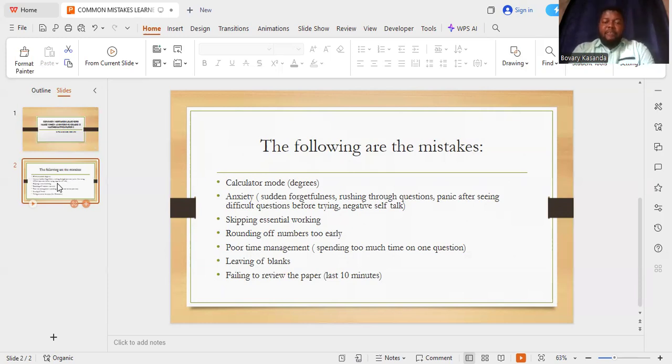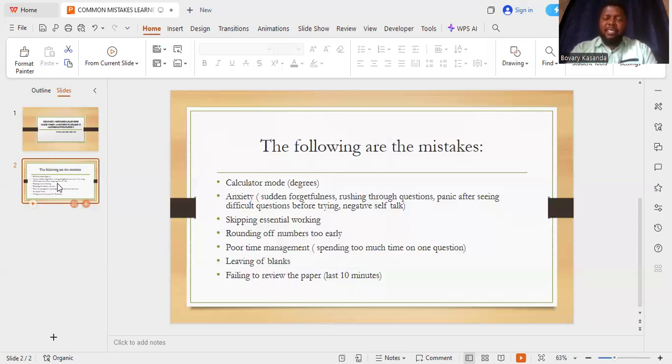Then the next thing that affects a student when they are writing mathematics paper 2 is the anxiety. Once a learner enters an exam, the first thing that comes to their mind is sudden forgetfulness, a blackout for no apparent reason. The second thing is rushing through the questions. You are just scared for no reason. You just want to look at the questions that have come.